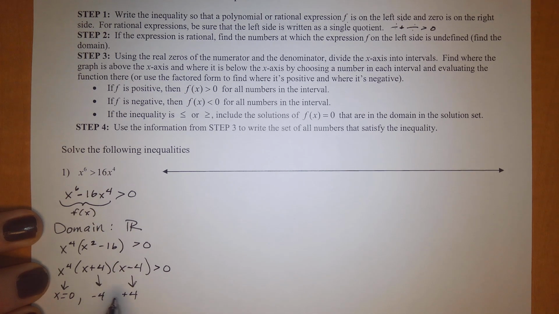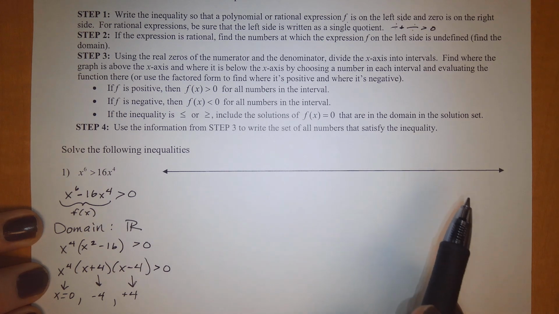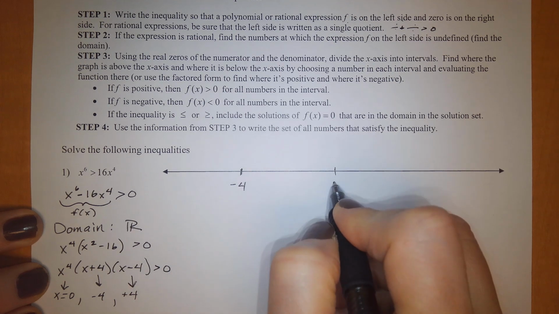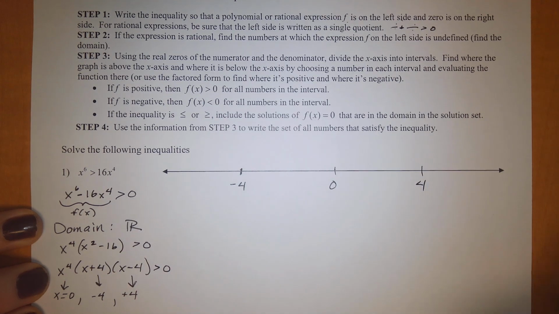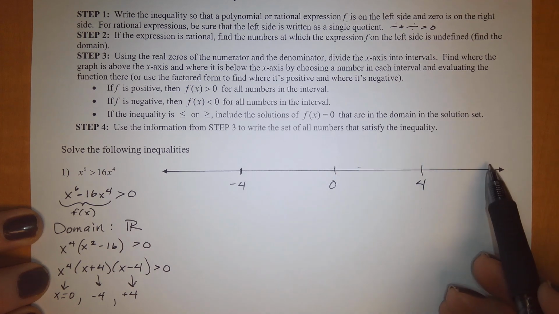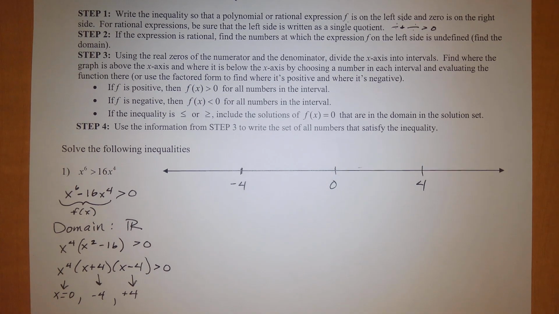So I'm going to use these zeros to divide my number line into intervals. Negative 4, 0, and 4 will be my zeros. Those are my x-intercepts. Then I'm going to test these 1, 2, 3, 4 intervals with test points to see whether the graph is above or below, meaning positive or negative. I'm really only concerned with the portions of the graph where the function is greater than 0, meaning positive. So we're going to have to test all of them for positivity or negativity.